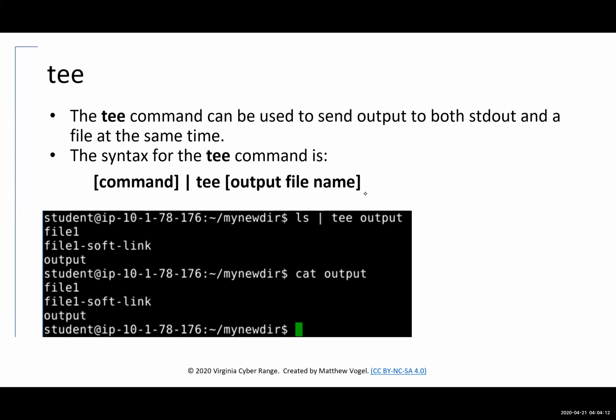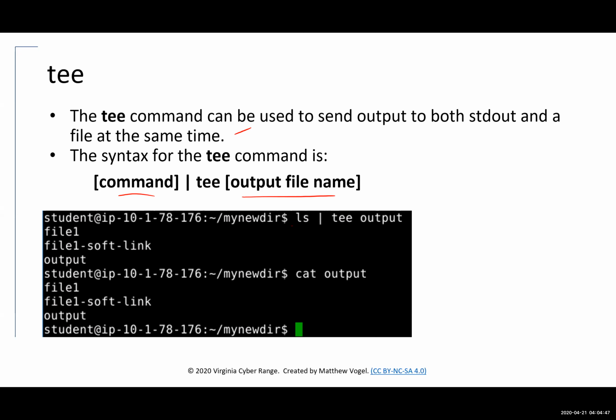Okay, and the last thing we're going to talk about is the tee command. The tee command can be used to send output to both standard out and a file at the same time. So the syntax is you have whatever command you're going to do, and then you pipe into tee, and then you have an output file name. The command is going to happen, and then the results of the command go into tee, and then the output is going to get pushed to standard out and to the output file name.